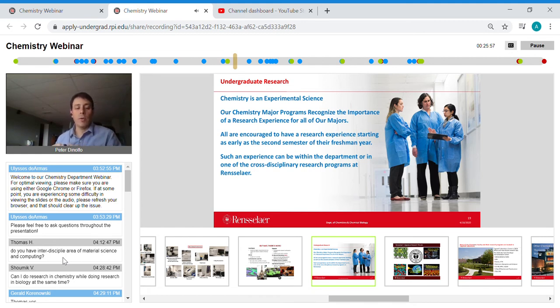We currently have 13 to 14 research active faculty in our department, and almost all of them involve undergraduate researchers in their labs, often for several years at a time. So students are encouraged to start looking into research as soon as their first year, in particular their first semester in the program.